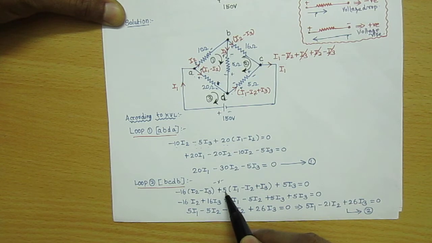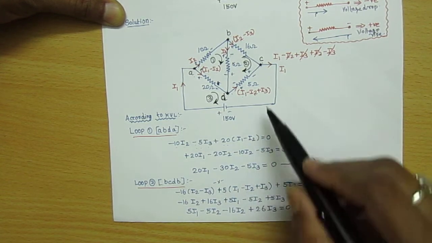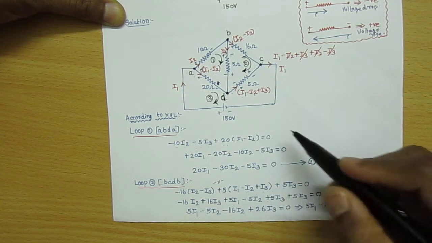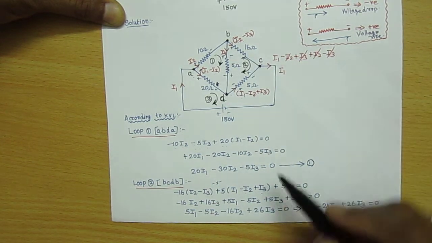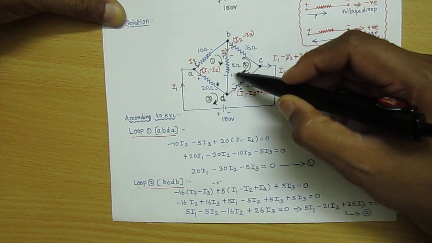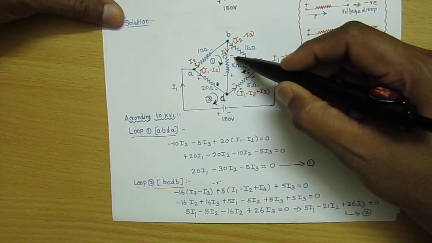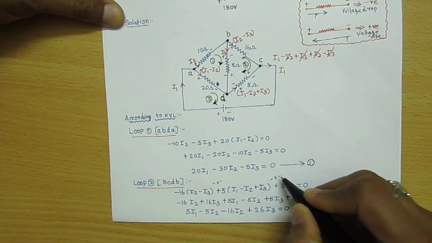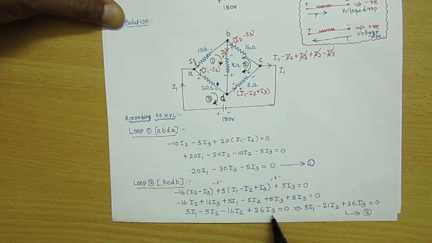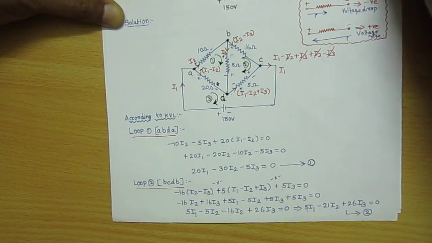So we'll get 5 (I1 minus I2 plus I3), plus this branch, that is DB. In the DB branch the resistor value is 5, higher potential to lower potential, but it is in the opposite direction. Here also minus into minus will get plus. So if you simplify, you will get the equation 5 I1 minus 21 I2 plus 26 I3 is equal to 0. This is equation 2.